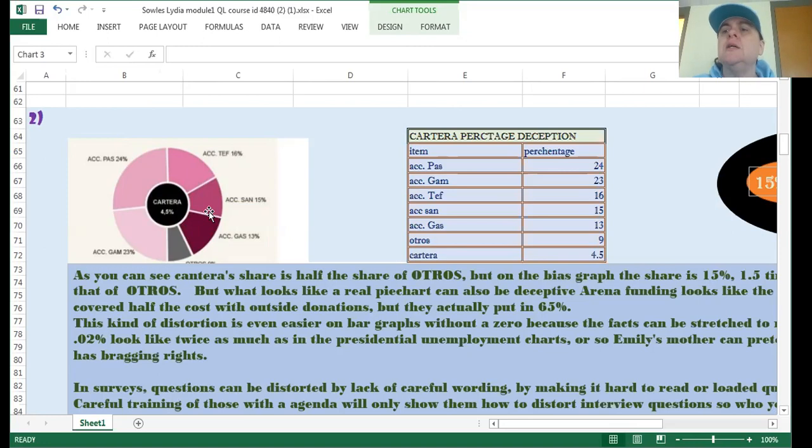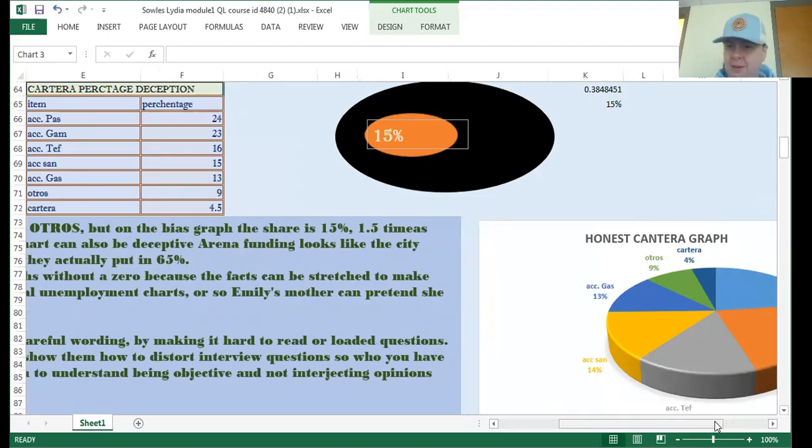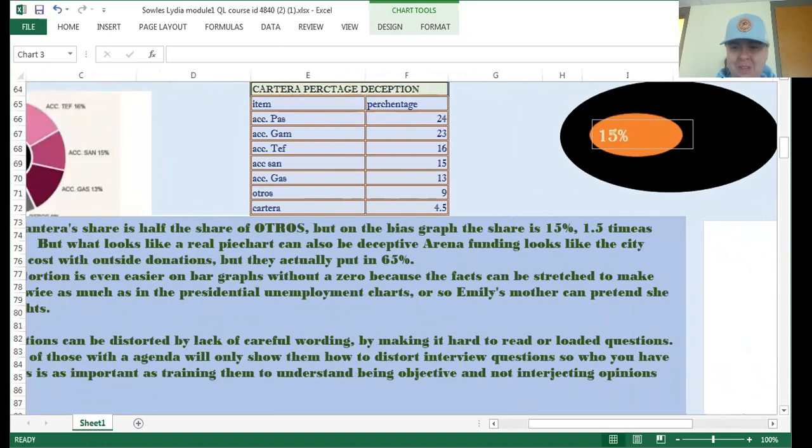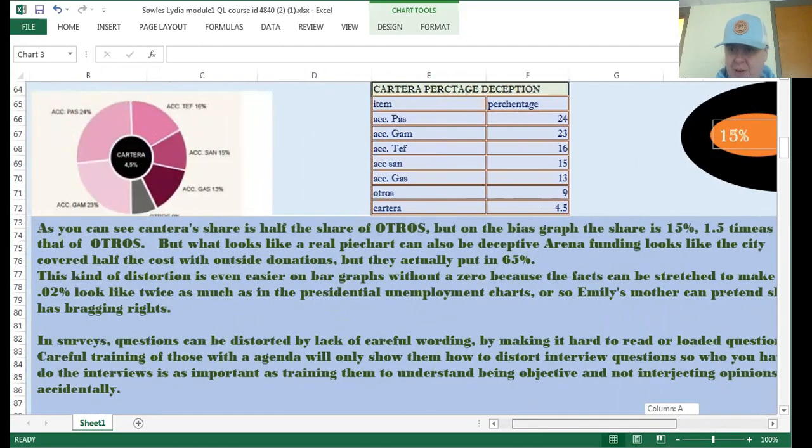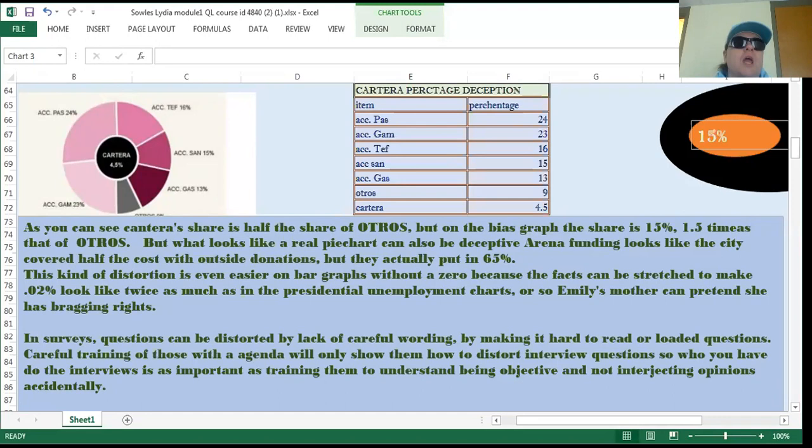The next thing I need to look at, and some of you may laugh, but to read this and to be able to see anything I read, I do actually have to put the sunglasses back on. Even in the dark room, I can't see what I've got written down. As you can see, Katera's share is half of Otros, but the biased graph share says 15%, 1.5 times what Otros has. And that's probably just initials and not really a word anyway.